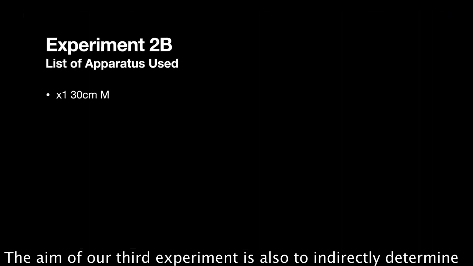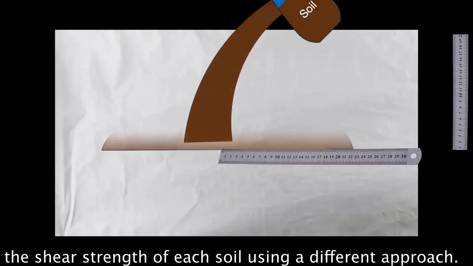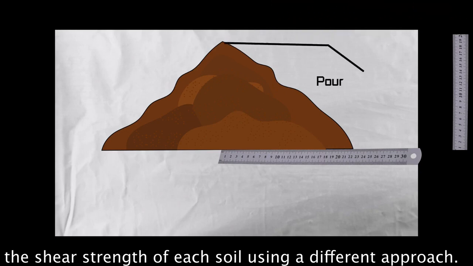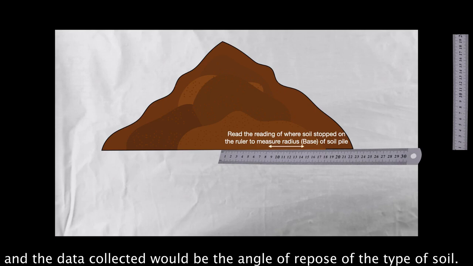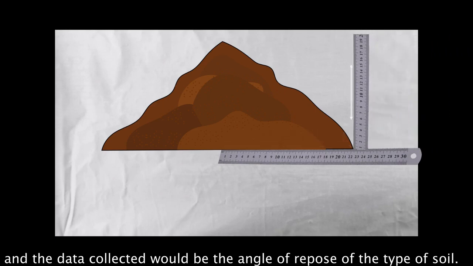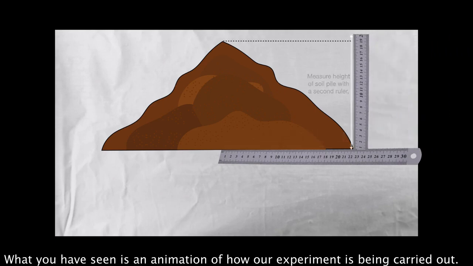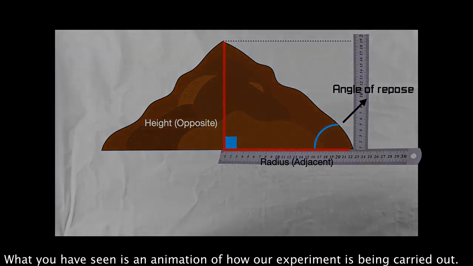The aim of our third experiment is also to indirectly determine the shear strength of each type of soil using a different approach. The experiment involved changing the type of soil used, and the data collected would be the angle of repose of the type of soil. What you have seen is an animation of how our experiment is being carried out.